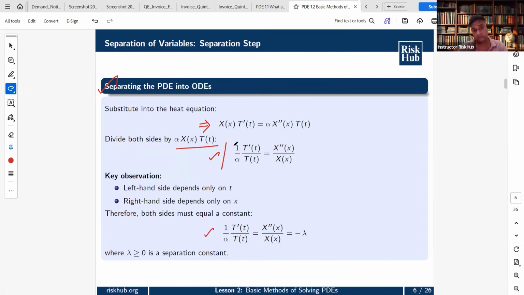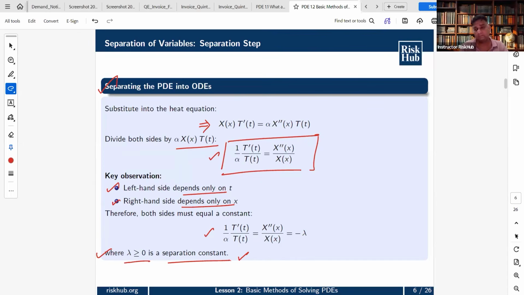So 1/alpha times T'/T is equal to X''/X is equal to minus lambda. Why do I use minus lambda? Because for the heat equation, we want a decaying exponential solution. Heat dissipates, and in finance uncertainty smoothly pays off as we move backwards from maturity. So the left-hand side depends only on t, the right-hand side depends only on x. So lambda greater than 0 is the separation constant, right?